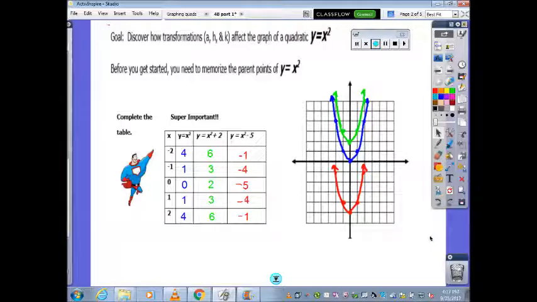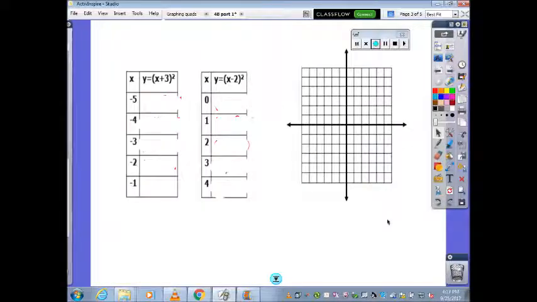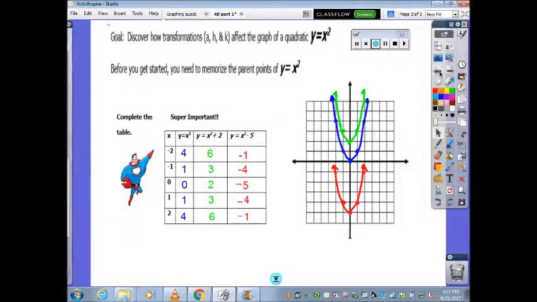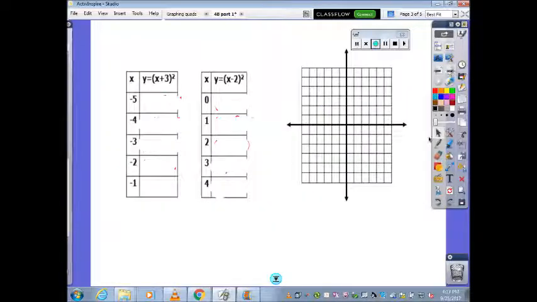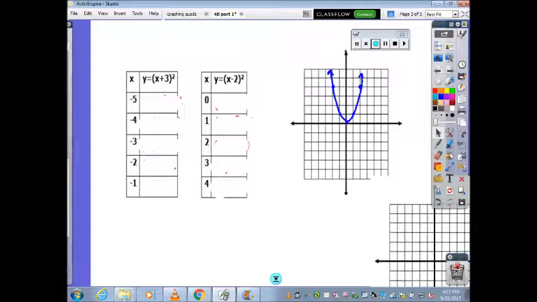Okay, so the number on the outside, which is referred to as our K, is going to move our graph up and down, just like it did when we did the absolute value functions. Take a look at these. First of all, let's graph the parent graph. Our parent points are (-2, 4), (-1, 1), (0, 0), (1, 1), and (2, 4). Graph those on this coordinate plane. It should look like this.